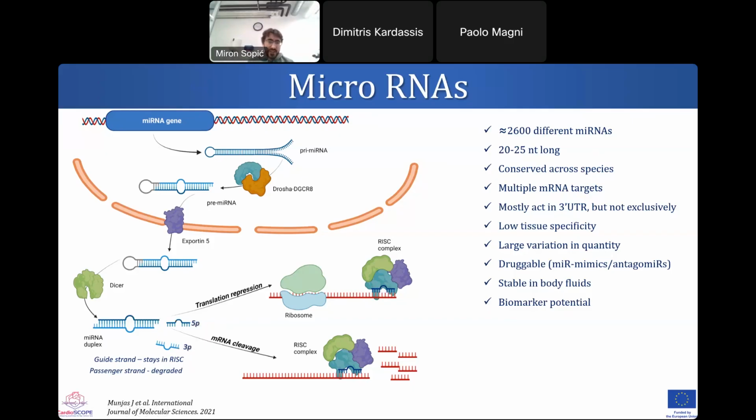So the question arises, is it always the 5P that is going to be inside the RISC complex? Is it always the 3P? Or again, is it something random? Is it something that we can understand how it's happening? And I will come back to this on the next slide. Just remember that there are these two parts. And of course, the strand that gets within the RISC complex is called the guide strand. It can be sometimes 5P, sometimes 3P. And the other one is called the passenger strand. And this one is going to be degraded.